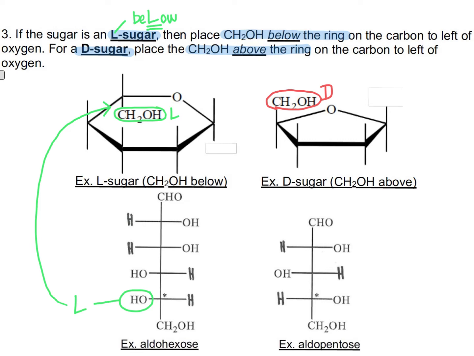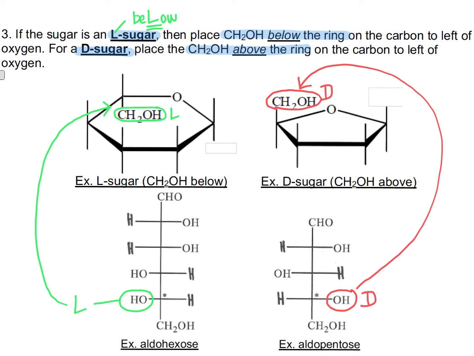In contrast, for our example on the right, our aldopentose in this case, the final chiral carbon going down the chain is right here. That OH group is on the right, and therefore that makes this a D configuration sugar. And up here, we draw that as D.